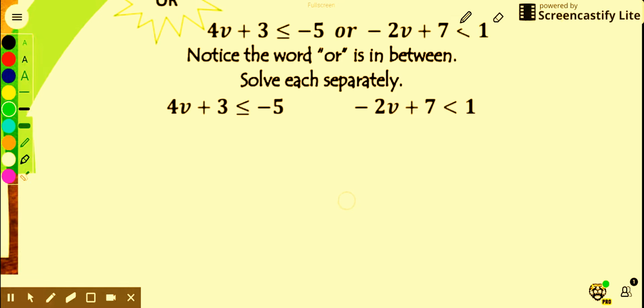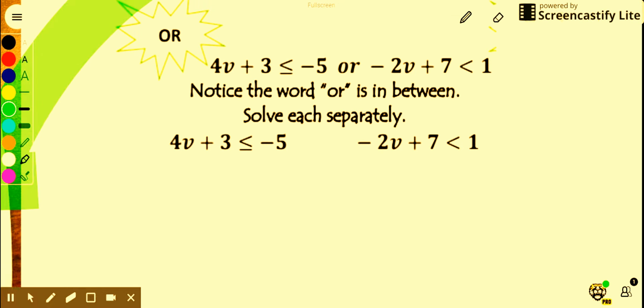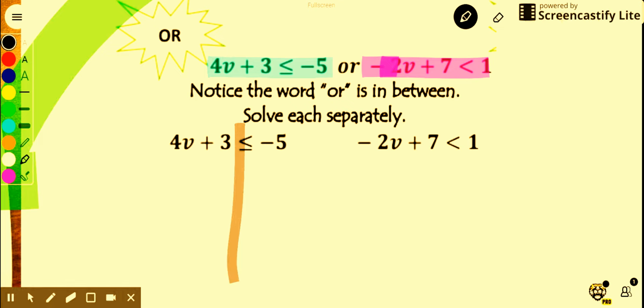Okay, so this problem is 4v plus 3 is less than or equal to -5. So that is our first inequality. And our second inequality is -2v plus 7 is less than 1. So when I'm doing this, I'm actually just going to solve both of these inequalities. So I'm going to start by setting it up. Ooh, let's actually use a pen, not a highlighter.